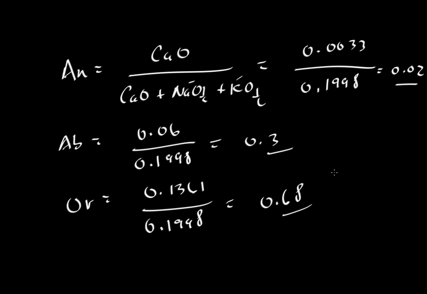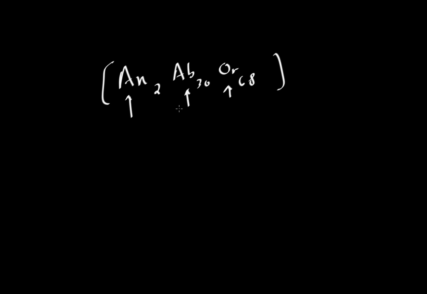So let's erase the chalkboard again. We'll look at how we would write that. We could write that as An2, Ab30, and Or68, using subscripts to represent the molecular proportions of things that have an anorthite formula, an albite formula, and an orthoclase formula. So this is the way we would calculate a feldspar composition.